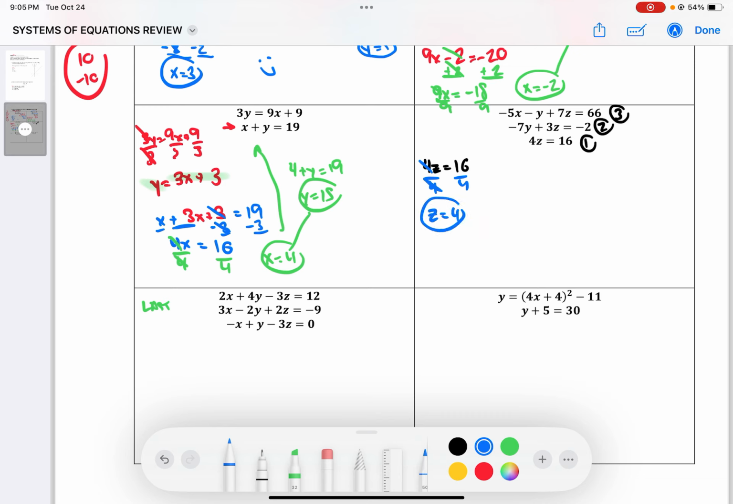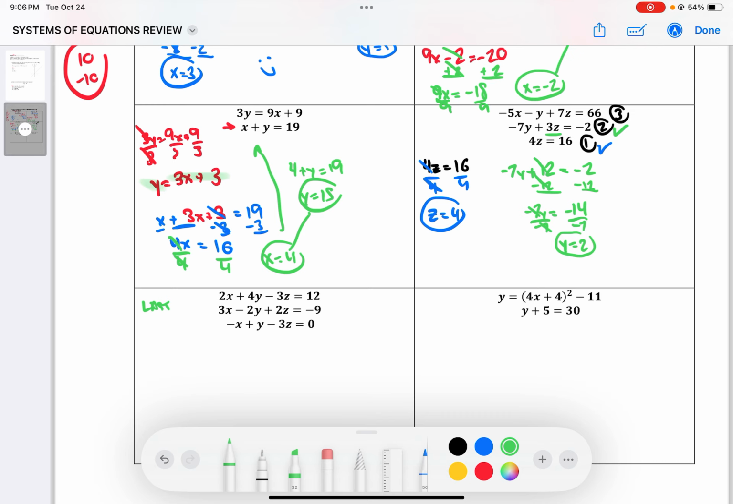I got that far. And now that I know that z is 4, I get to move to the second equation and plug in 4 for z, and then I get to solve for y. So I'll do that in green. Negative 7y plus 3 times z. So 3 times 4, right, which would be 12, equals negative 2. Okay, subtract 12 from both sides. Negative 7y is negative 14. Divide both sides by negative 7. And y is going to be positive 2. And now that equation is taken care of.